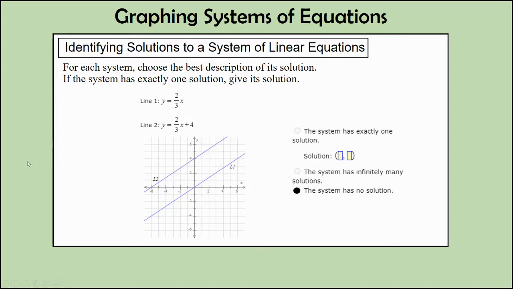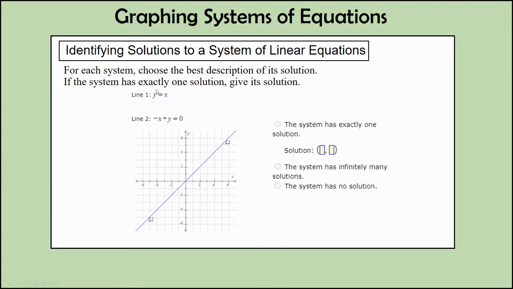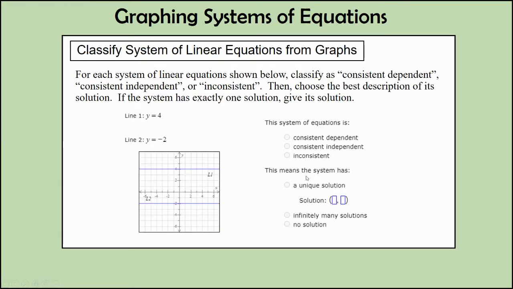Lines are parallel. Okay. This one, y equals x. L1 is this graph. The opposite of x plus y equals 0 is also this graph. If you were to add x to both sides, you would have y equals x, y equals x. That's the same line. If it's the same line, you've got an infinite number of solutions. Okay. Now the next question has you do the same thing you just did, plus give a description of the type of system.